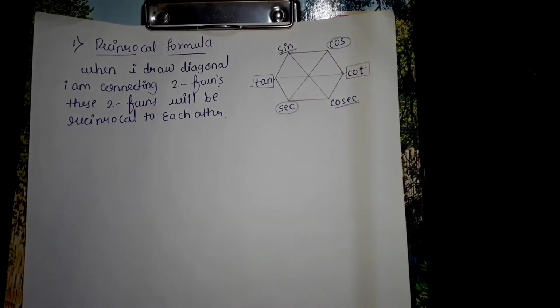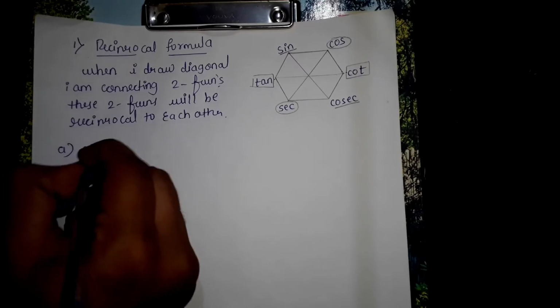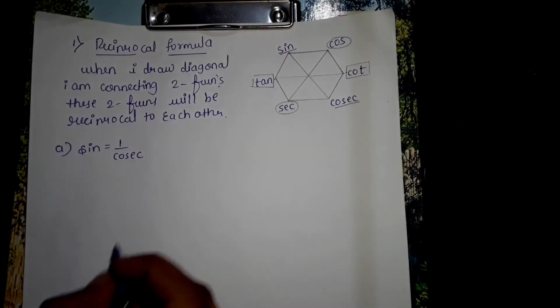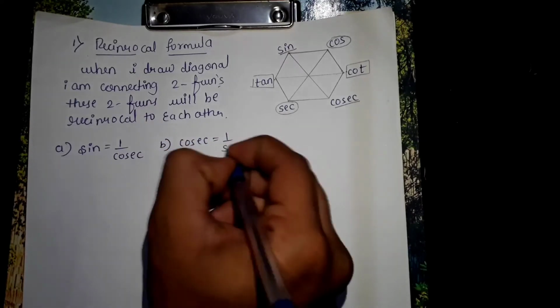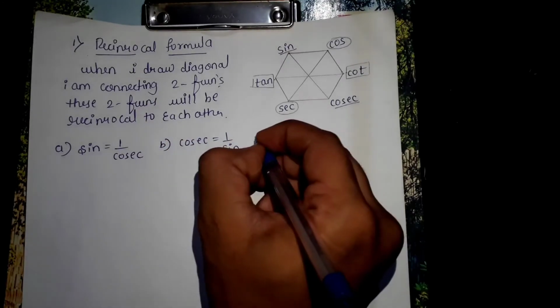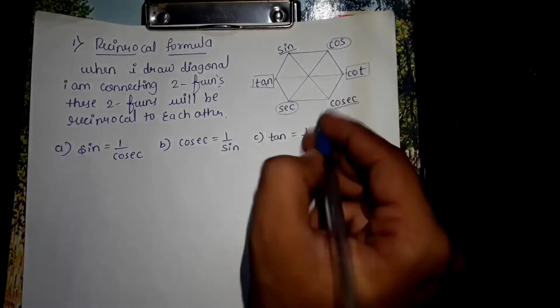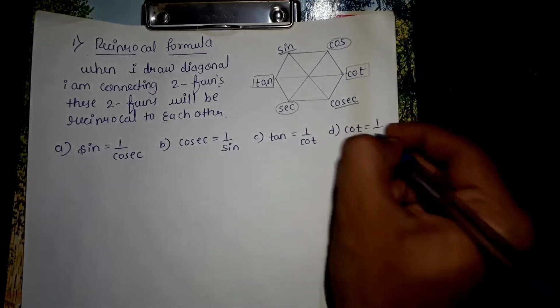This happens only when diagonals are connected. It means along the diagonals the functions will be reciprocal to each other. First one can be written as sine is reciprocal of cosec. Second one, similarly cosec is also reciprocal of sine. Third one is tan is reciprocal of what? Cot. And fourth one is similarly cot is reciprocal of tan.